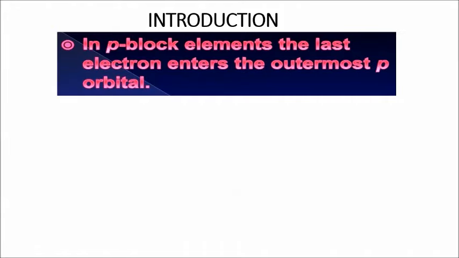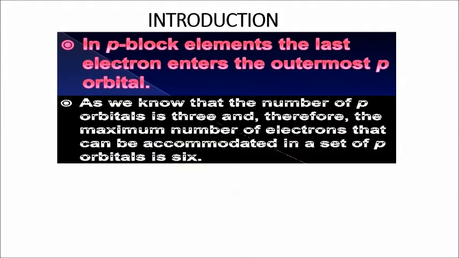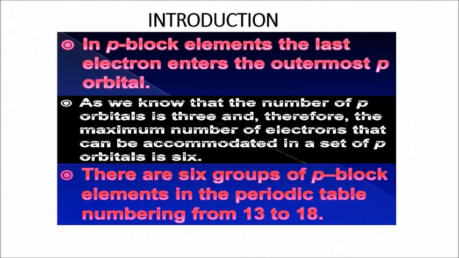In P block elements, we know that the last electron enters the P orbital. As we know, the number of p orbitals is 3, so the maximum number of electrons that can be accommodated is 6. And there are 6 groups of p block elements in the periodic table, numbering from which groups? Group 13 to 18. That means 6 groups belong to the p block elements.